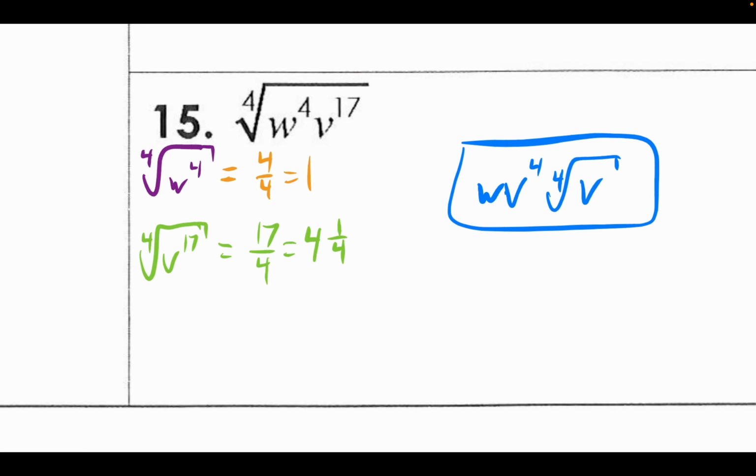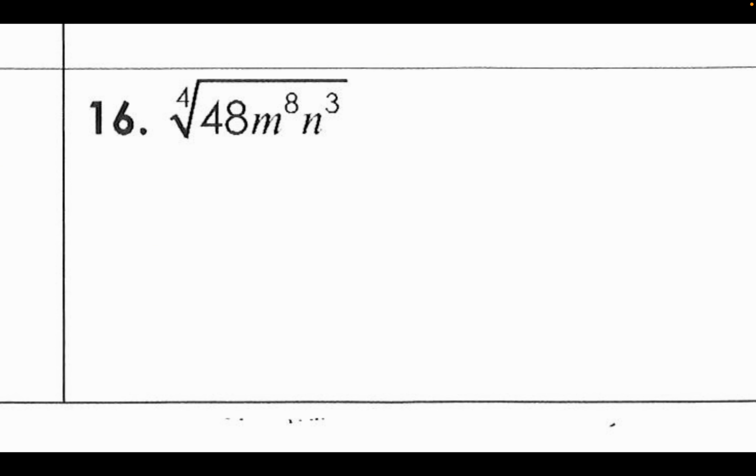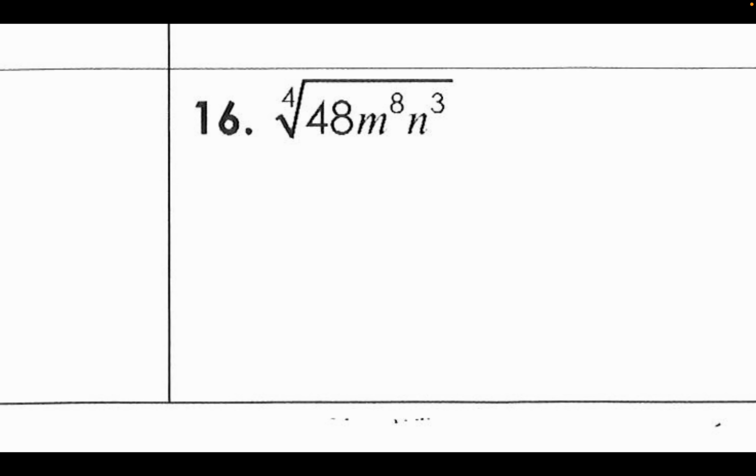On to our last problem for the day, number 16. We'll have 3 different parts, one for the 48, the m to the 8th, and the last one for the n to the 3rd. So the fourth root of 48 to start. 48 is not a perfect fourth, so we split that into the fourth root of 16 and the fourth root of 3, which is 2 times the fourth root of 3.